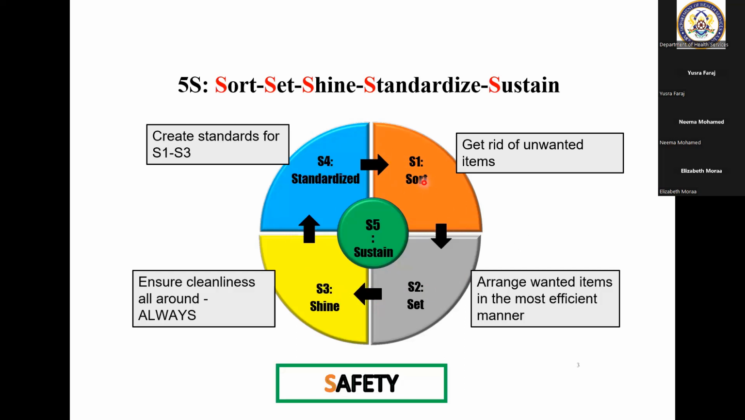So the first S is sorting. We are getting rid of unwanted items in our physical work environment. And when we get rid of these unwanted items, we remain with those that are necessary and we want in our environment. So in our next step, those that we remain with, we arrange them, yeah, those items in the most efficient manner. Here you must consider your workflow. You must consider how you work.